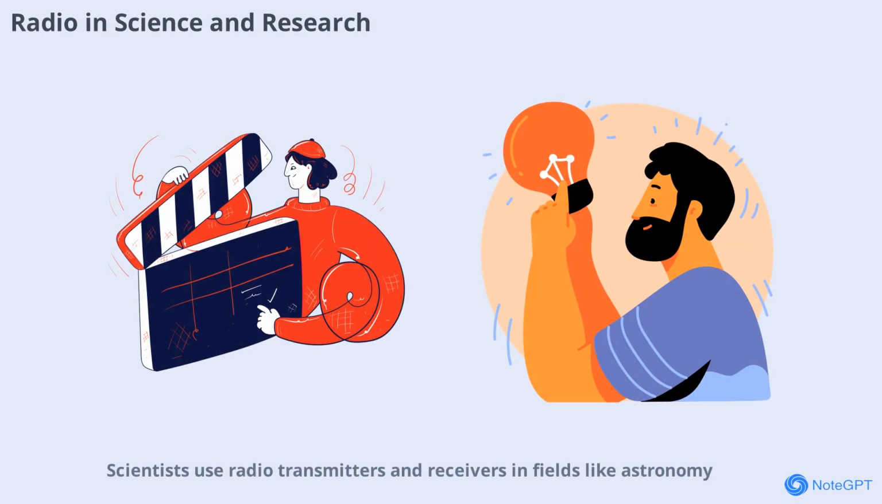Scientists use radio transmitters and receivers in fields like astronomy, meteorology, and wildlife tracking. Radio technology enables the collection and transmission of data from remote locations, supporting important research and discoveries.